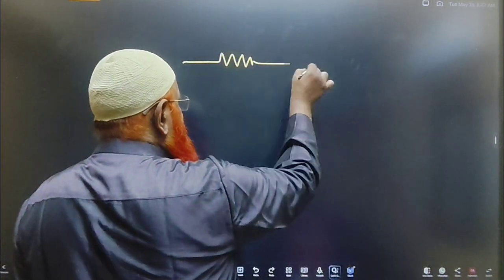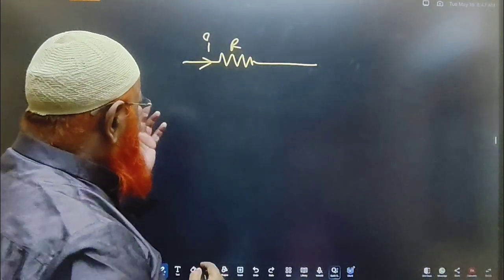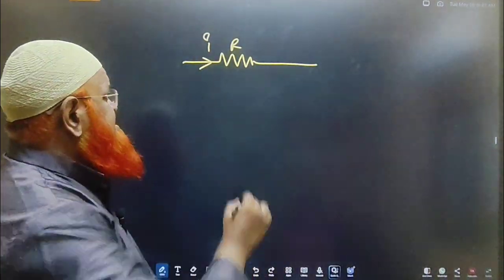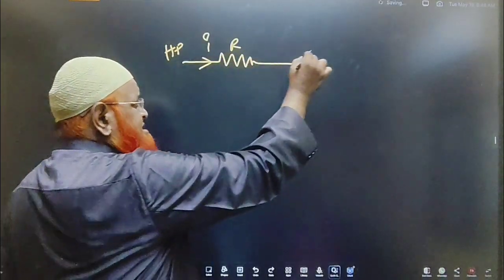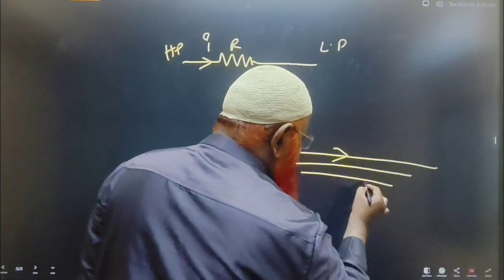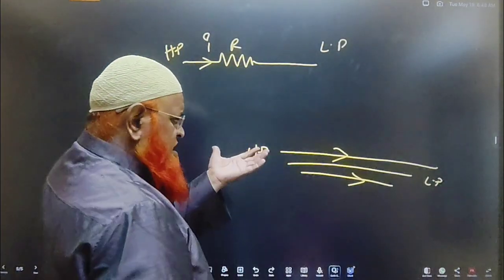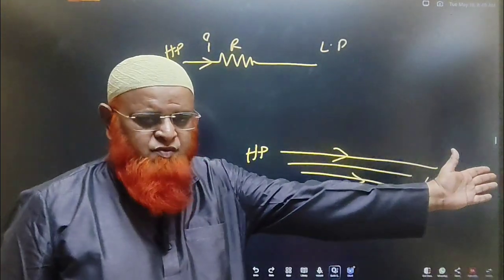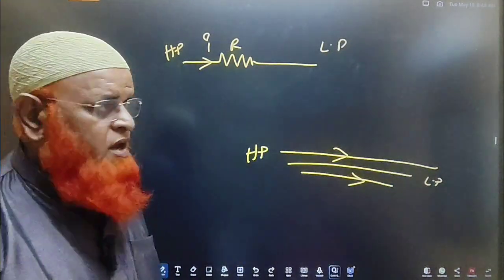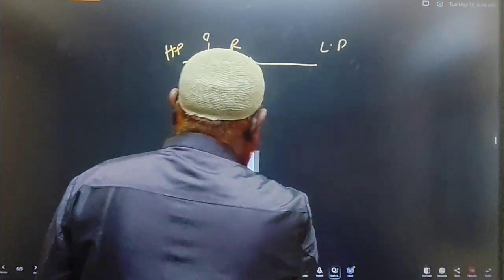I have taken one resistance in which the current I is passing. This is the resistance R. You just remember only one thing. When current is passing like this, this is called a higher potential, and this is called a lower potential. If water is flowing like this, this is high potential, this is lower potential. Whenever you see the current flowing like this, remember that this part is higher potential and this part is lower potential. Just like water current, here electric current.